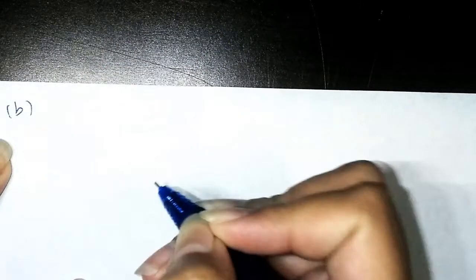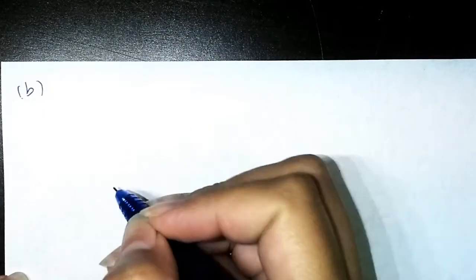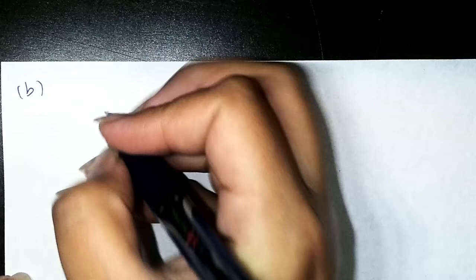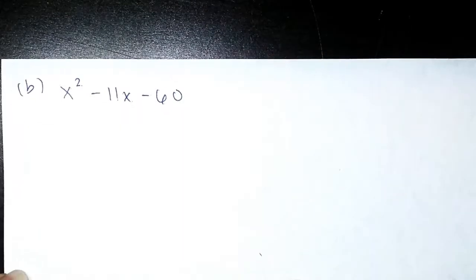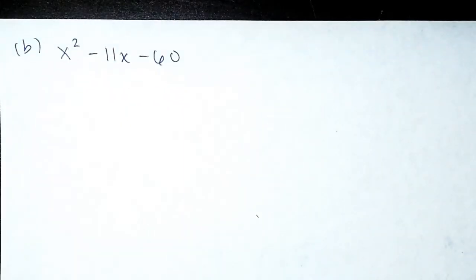So problem B, where am I? We have x squared minus 11x minus 60. Okay, so I'm like, okay, what kind of polynomial do we have? Oh, 3 terms, trinomial. Cool.